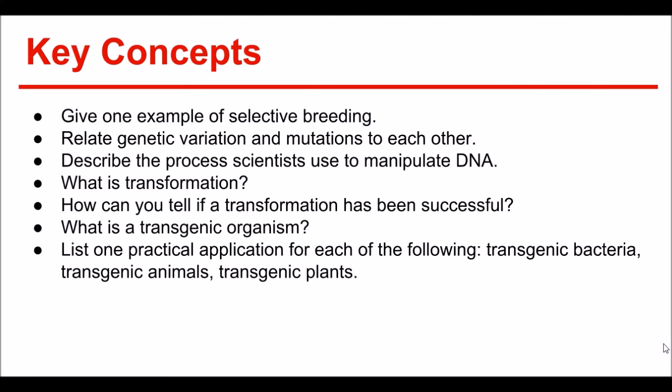Okay, key concepts. So, for the key concepts, be able to give one example of selective breeding. Relate genetic variation and mutations to each other. Describe the process scientists use to manipulate DNA. What is transformation? How can you tell if a transformation has been successful? What is a transgenic organism? List one practical application for each of the following: transgenic bacteria, transgenic animals, and transgenic plants. Alright, that's it for chapter 13.